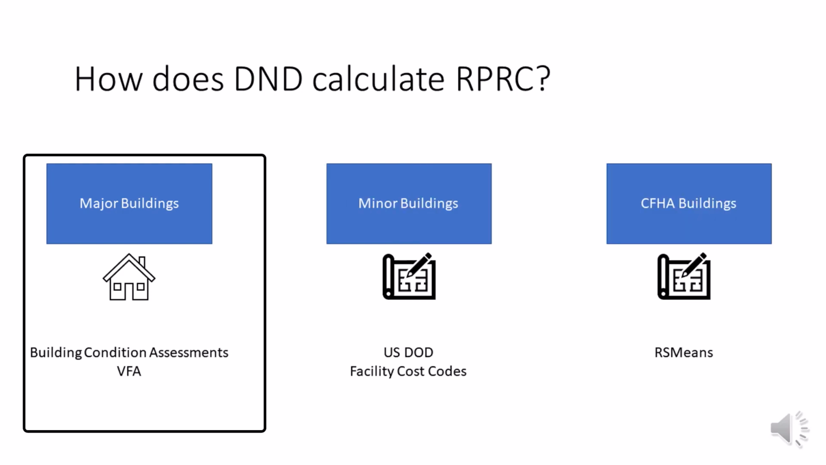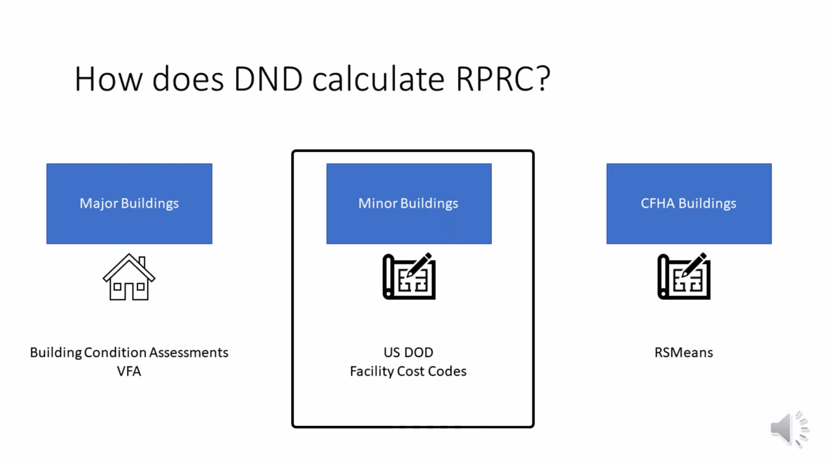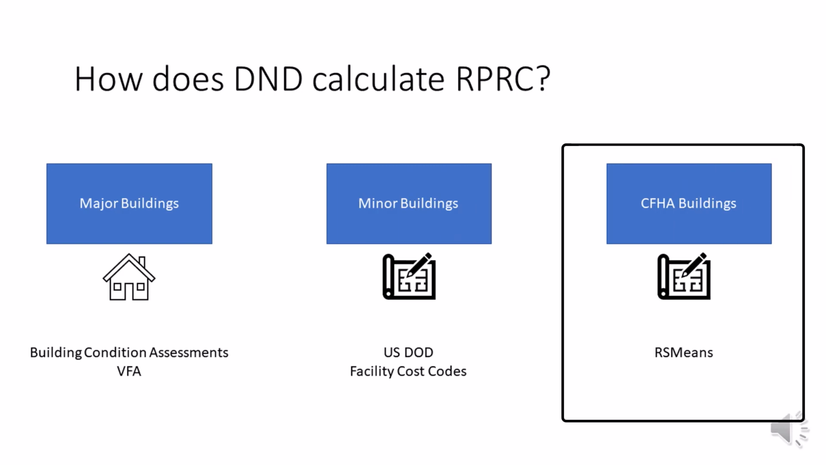For our major buildings, we use building condition assessment data to calculate RPRC scores. That data is stored in VFA and is then ported over to DRIMAS. For our minor buildings, we use a cost factor analysis based on the United States Department of Defense facility cost codes. We find that this is a very useful method as their building assets are similar to our own. Lastly, for CFHA, we use the RS-Means construction cost engineering database to evaluate the cost for homes, as the homes managed by CFHA are quite common throughout North American housing markets.